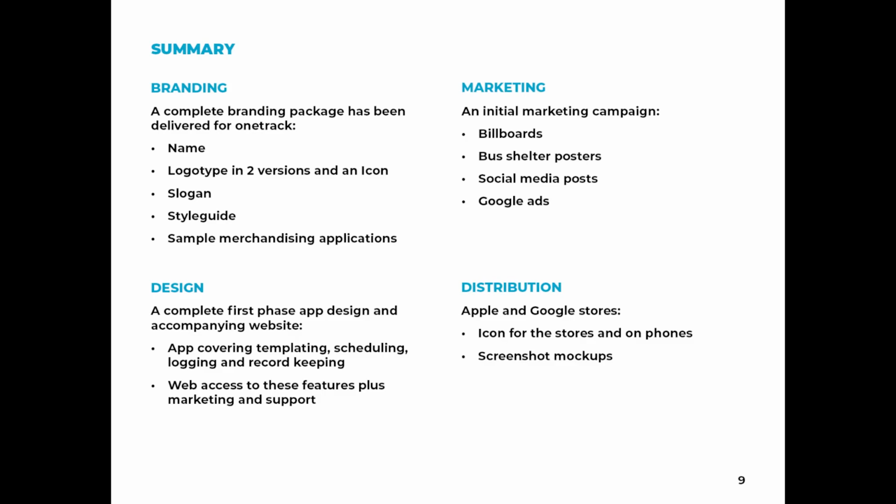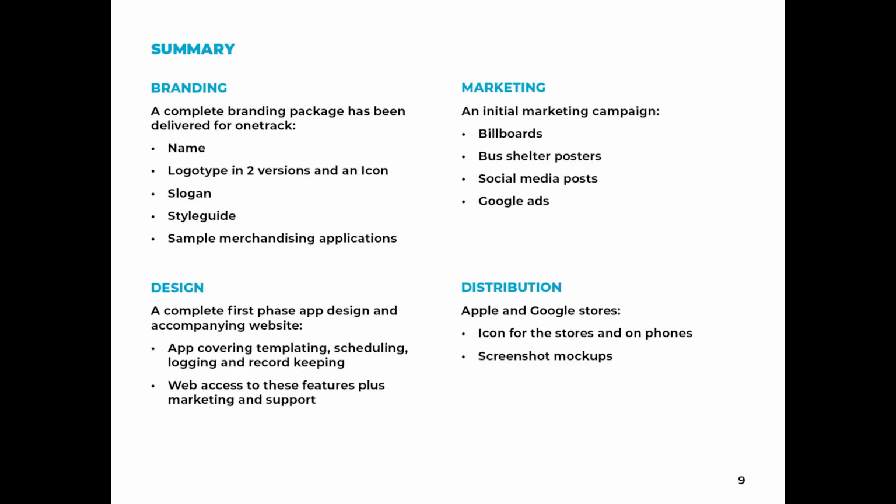So in summary, what's been produced for Advanced Training Systems here is a branding package for their OneTrack application. We named it, created logotypes, a slogan, a style guide, and the full document contains some sample merchandising applications. There's a design for the app and the accompanying website. The app covers templating and scheduling and logging and record keeping, and the website covers all of this plus marketing and support.